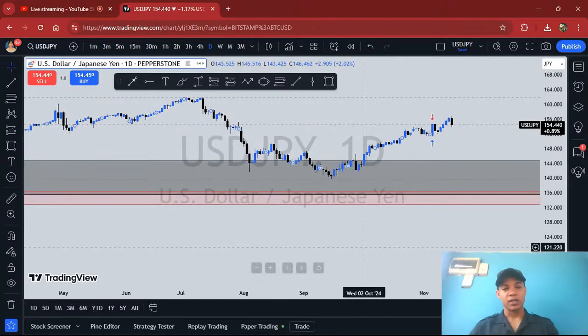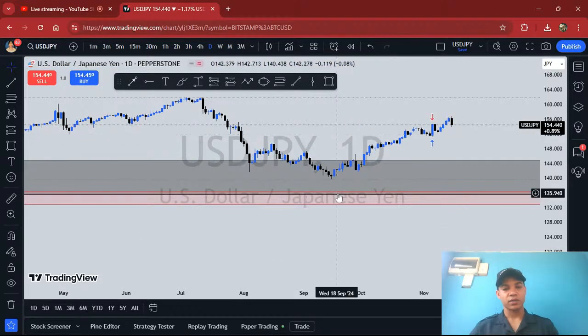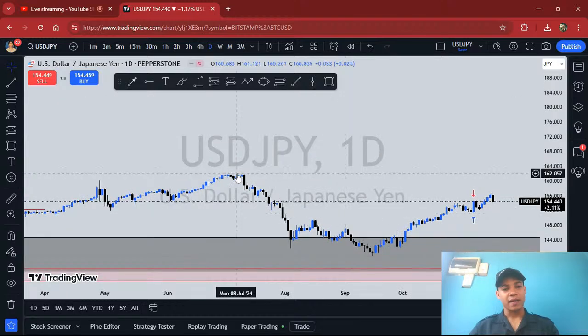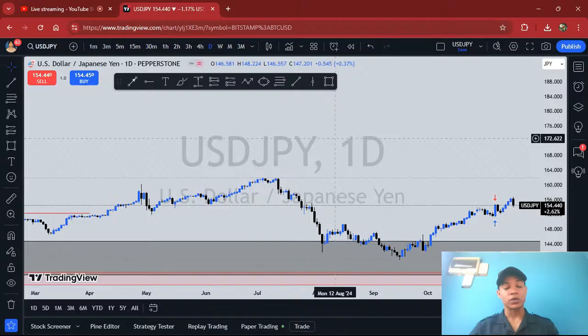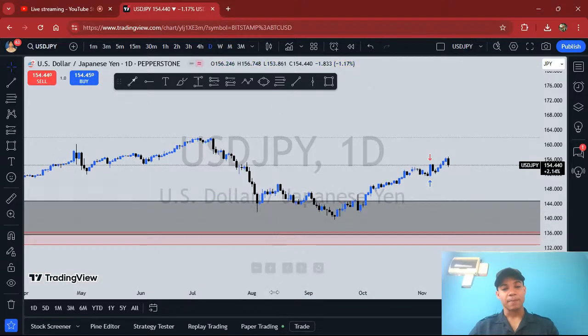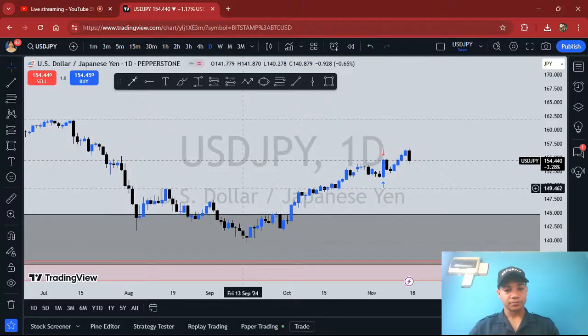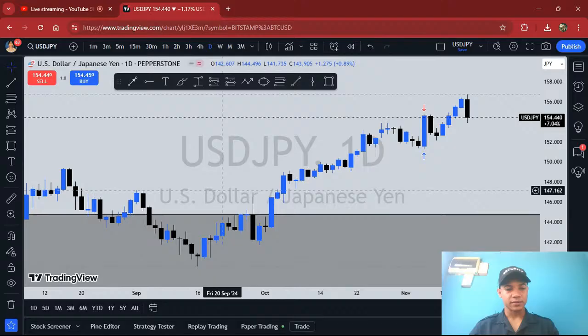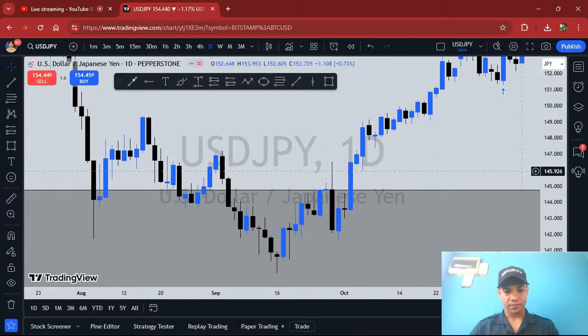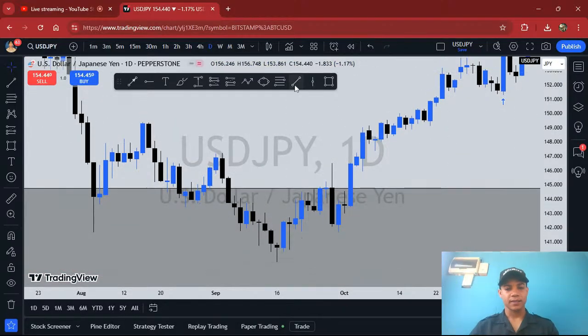So if we go here, as you can see, we have our expansion, our retracement into this breaker block, and price created this downtrend, creating lower lows and lower highs on the daily time frame. And we pulled into this area, we had a change in the state of delivery right here.